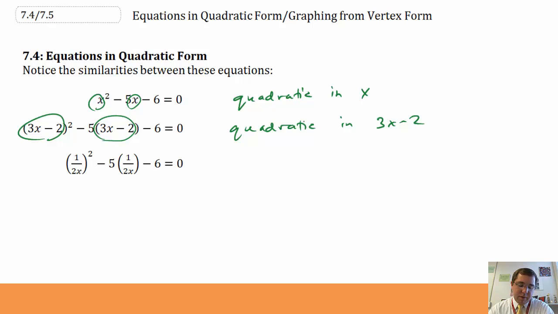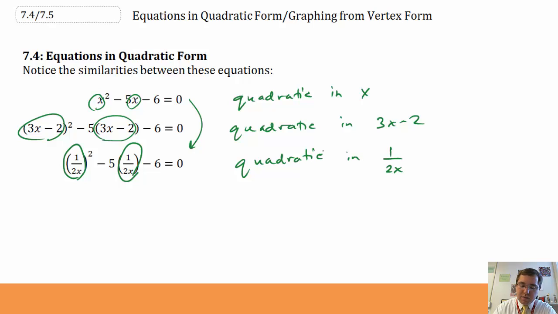The third one is 1 over 2x quantity squared minus 5 times 1 over 2x minus 6 equals 0. And again, all we've done to go from the first one to the third one is replace x with 1 over 2x. So this one is quadratic in 1 over 2x. So we can treat it like a quadratic equation, and we can solve it like it's an ordinary quadratic equation. So let's see how we do that.